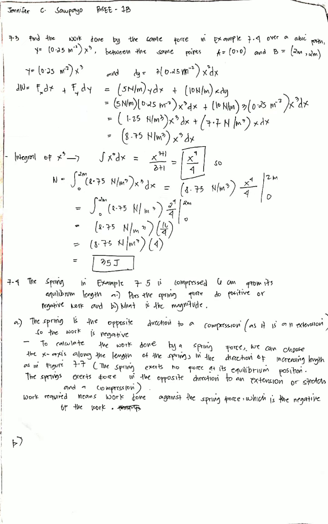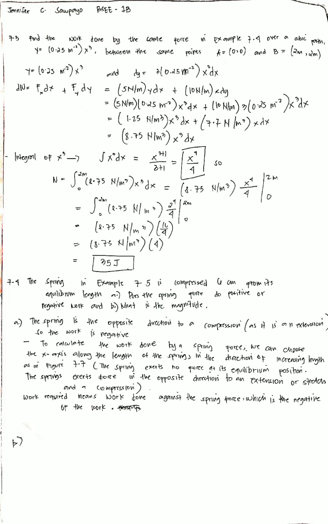Next, 7.4 Check your understanding. The spring in example 7.5 is compressed 6 cm from its equilibrium length. A. Does the spring force do positive or negative work? And B. What is the magnitude? So A. The spring force is in the opposite direction to a compression as it is in an extension, so the work is negative.